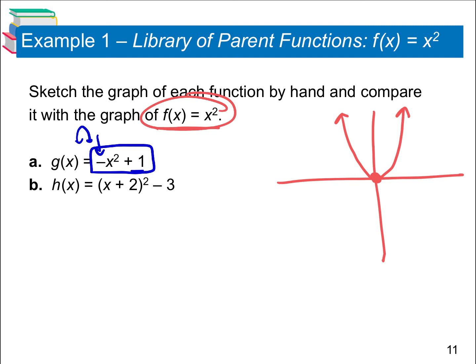And then we're adding 1 to it. So what type of shift do you think this plus 1 on the outside is going to do? Perfect. It moves our graph up 1. So we just take that same shape that we had of our parabola, move it up 1, but it also opens down. So our graph looks like this. So it opens down, and the plus 1 means that we go up 1.